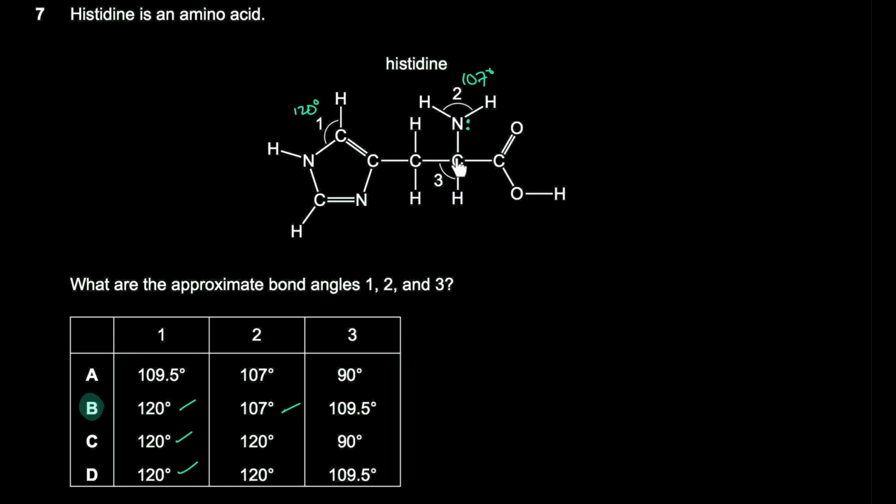And bond angle 3 is 109.5. Carbon is making 4 bonds, so that's a tetrahedral geometry, so that's 109.5 degrees.